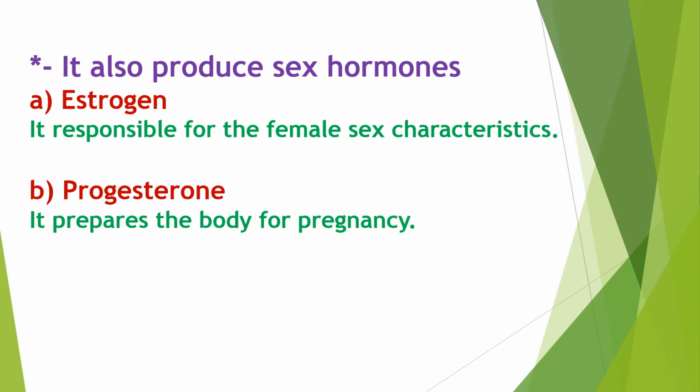So again, the second function of the female reproductive system: producing sex hormones, and we have two hormones here, number one, estrogen, and number two, progesterone. Estrogen is responsible for the appearance of female sex characteristics such as development of the breast, and progesterone is responsible for preparing the body for pregnancy.